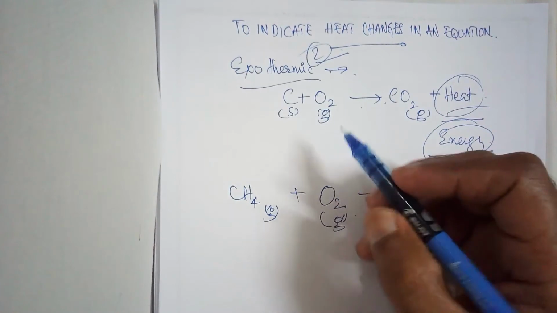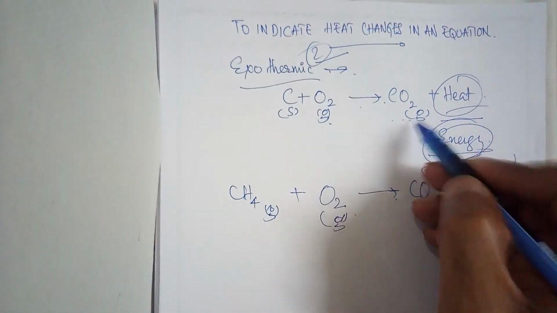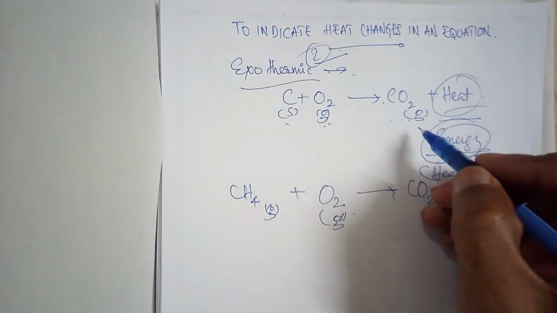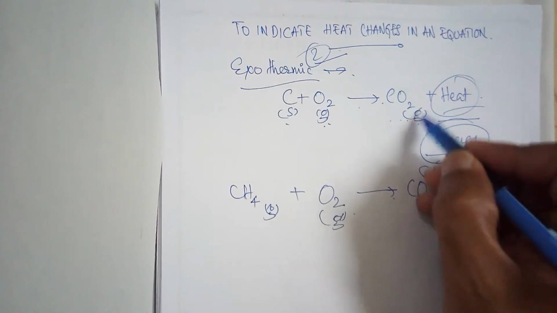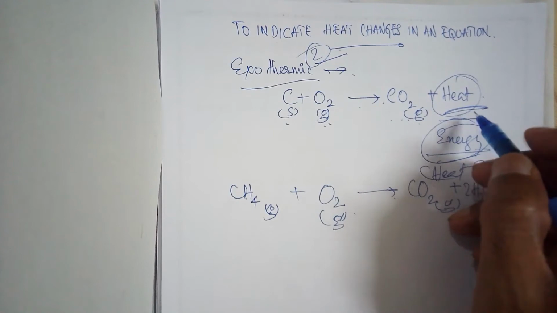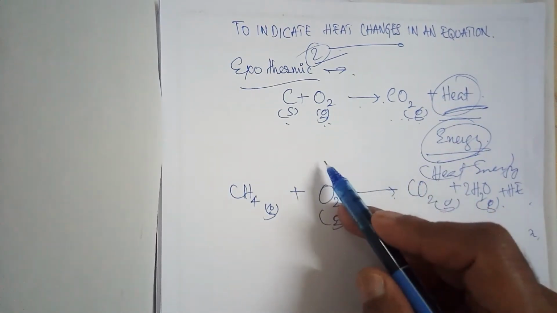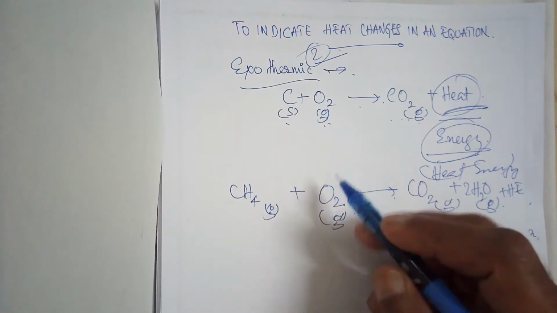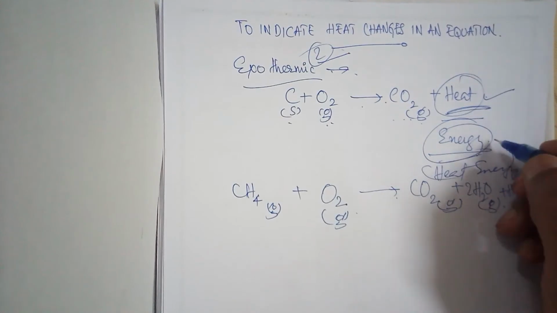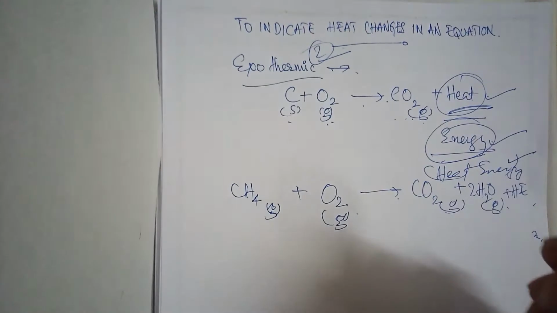When we consider the burning of carbon in oxygen, carbon dioxide is formed. Carbon in solid form, oxygen in the gaseous form, and carbon dioxide is also in the gaseous form. During this reaction, the evolution of heat is involved. So burning of carbon in oxygen is an exothermic reaction because heat is evolved in this reaction. An exothermic reaction is indicated by writing heat or energy or heat energy in the product side.